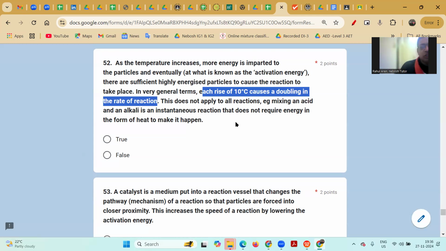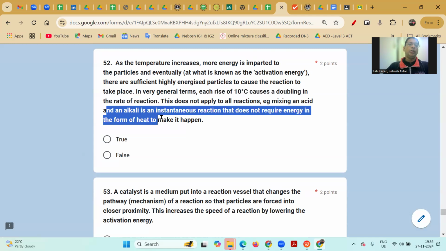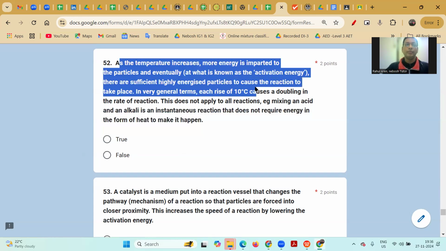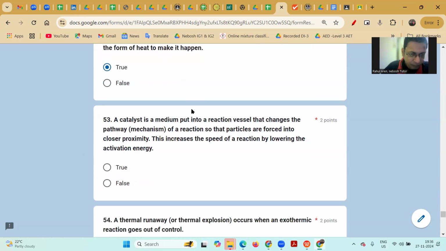So this does not apply to all reactions, but like mixing an acid and an alkali, an instantaneous reaction does not require energy in the form of heat to make it happen. So this is the temperature. The question is focused on the temperature increase. If you increase the temperature, then the reaction rate also will increase. So this answer is true.